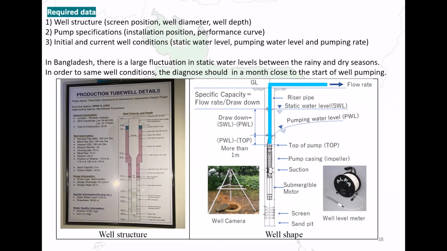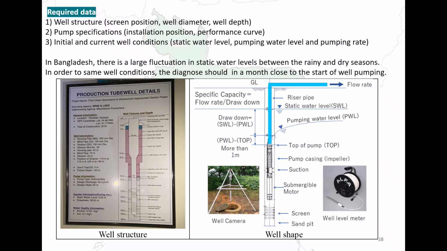As the first step, the data required for diagnosis shall be collected here. 1. Well structure such as screen position, well diameter, well depth. 2. Pump specifications such as pump position and performance curve. 3. Initial and current well conditions such as static water level, pumping water level and pumping rate.